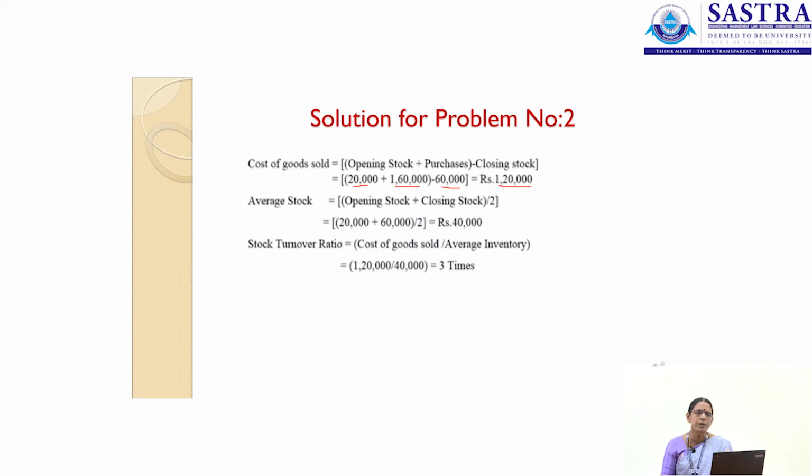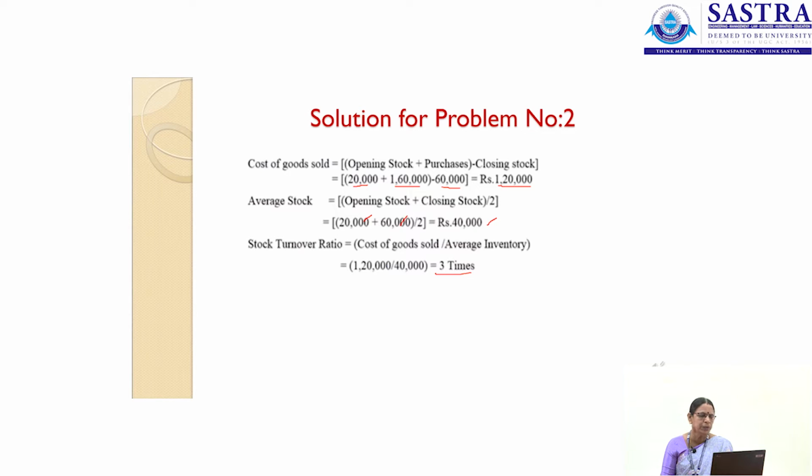Average stock is opening stock plus closing stock by 2. So we have opening stock of 20,000 and closing stock of 60,000. 20 plus 60 will get 80,000 rupees, divided by 2 will get 40,000 rupees average stock. Now the stock turnover ratio is cost of goods sold divided by average inventory. Cost of goods sold we have calculated as 1,20,000 rupees. Average inventory is 40,000 rupees. So we have 3 times as your inventory turnover ratio.